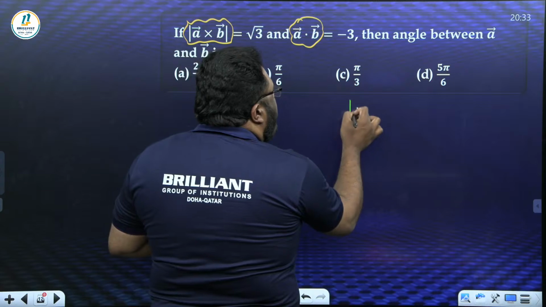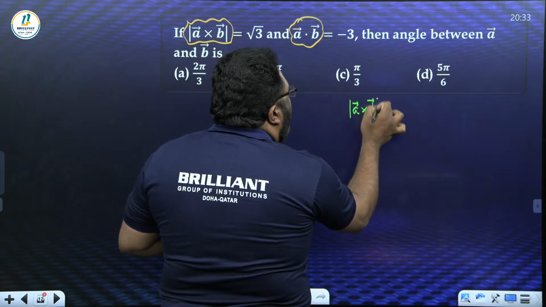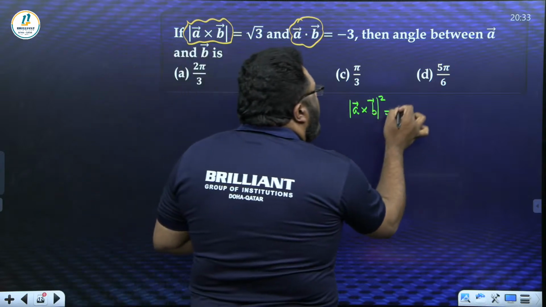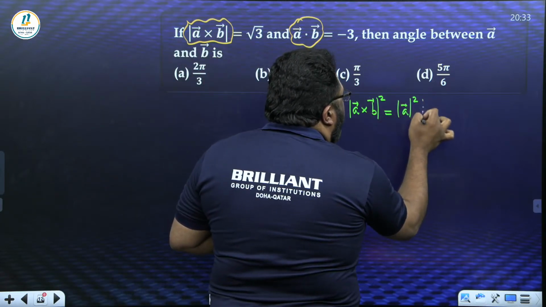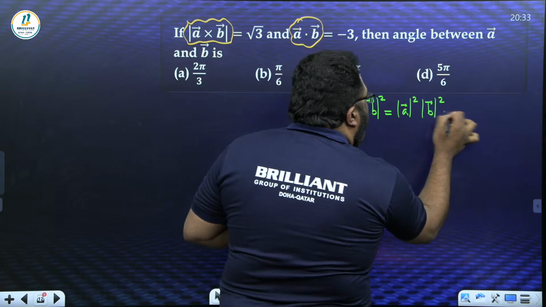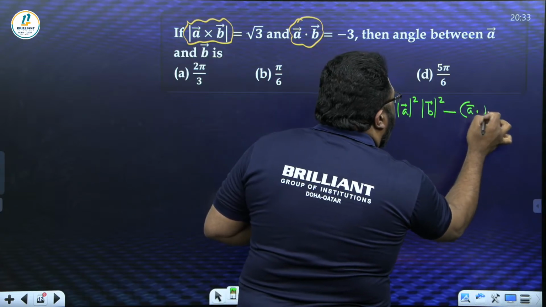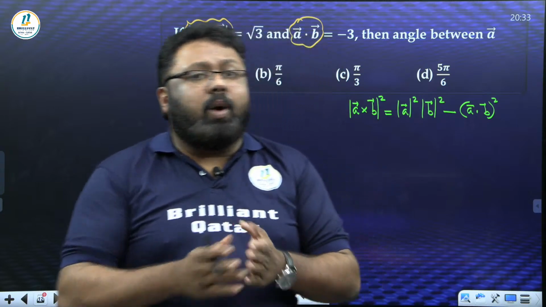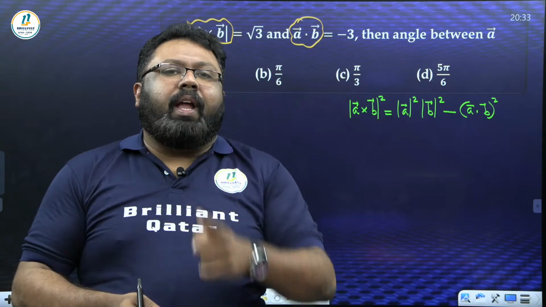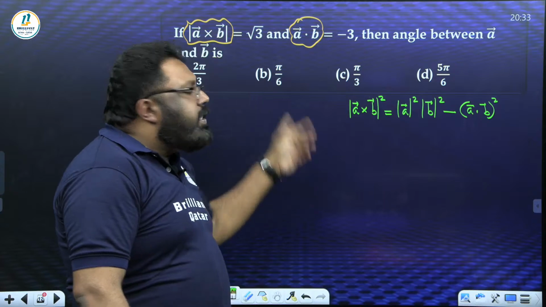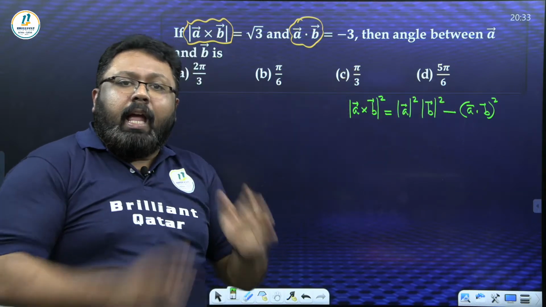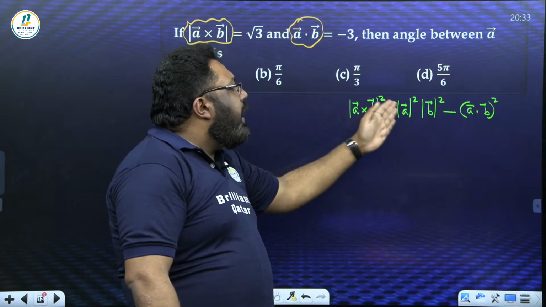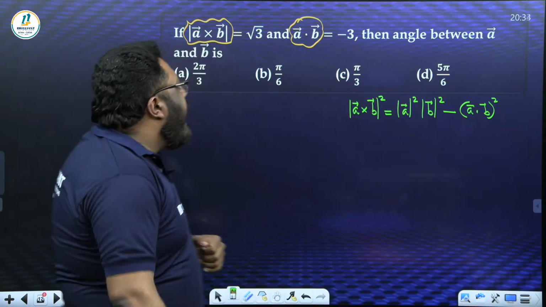The identity goes like this: magnitude of A cross B squared is equal to magnitude A squared, magnitude B squared minus A dot B squared. For A dot B, I don't need to say magnitude because A dot B is always a scalar. So it is a very important property that connects A cross B with A dot B, everything in terms of magnitude.